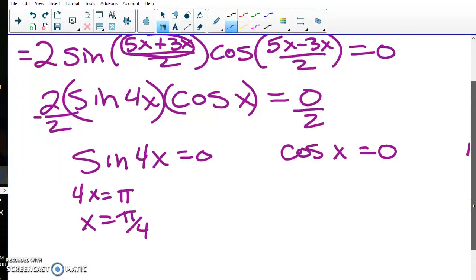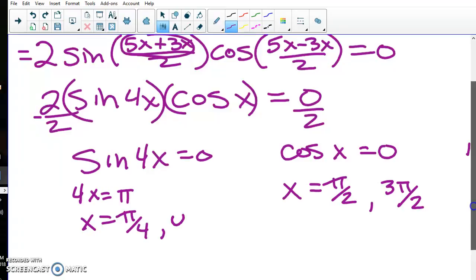Where's the cosine of x equal to 0? The cosine of x equals 0 at pi halves and 3 pi halves. So x is equal to pi halves. It's not a multiple angle. And 3 pi halves. In the book it says this. We did include the 0, just not 2 pi. So we have sine of 0.